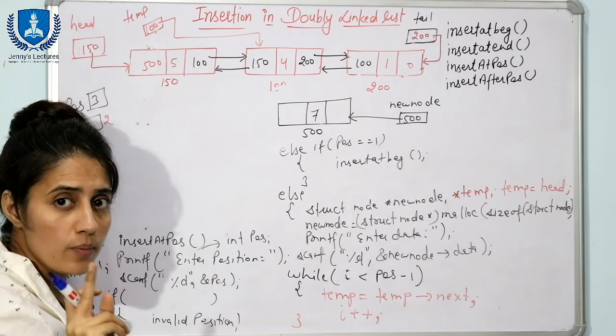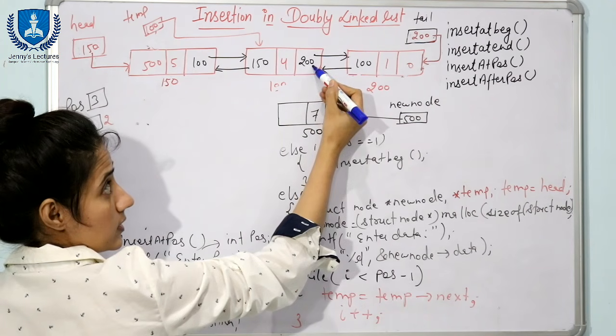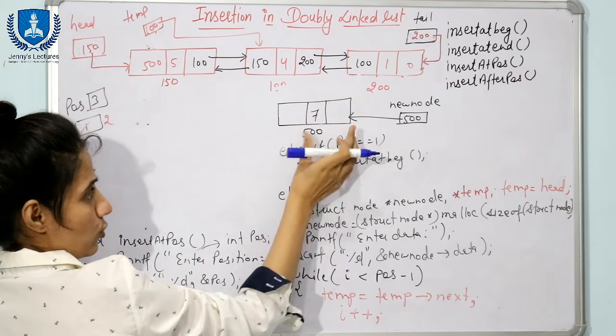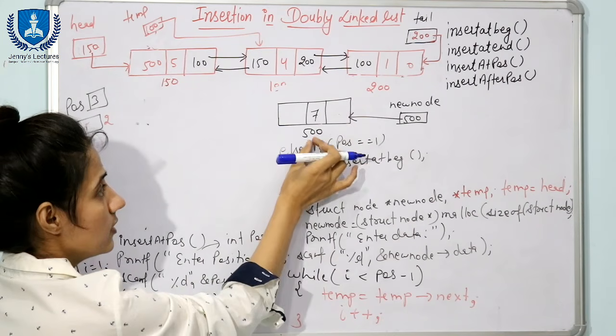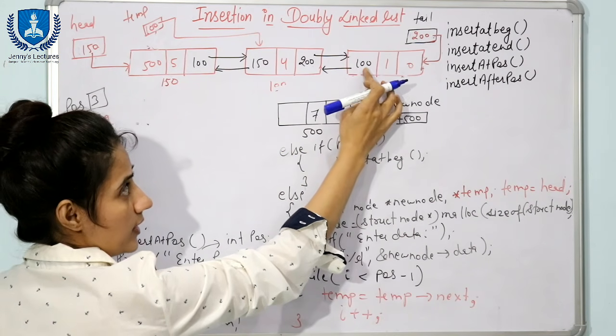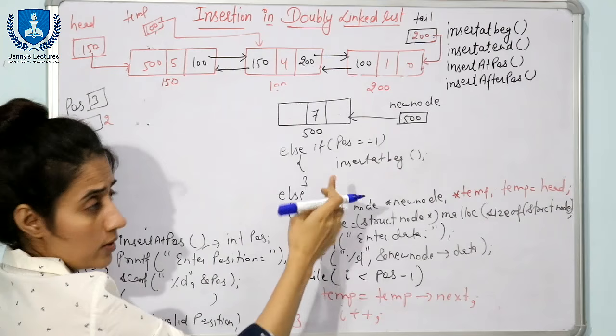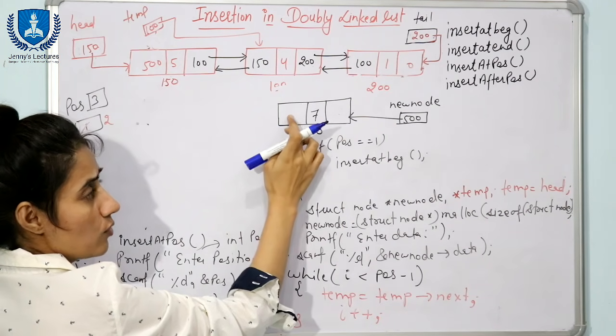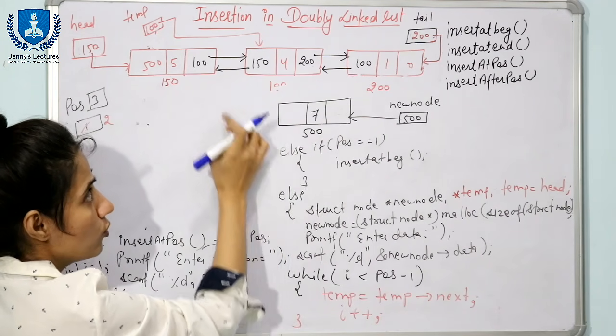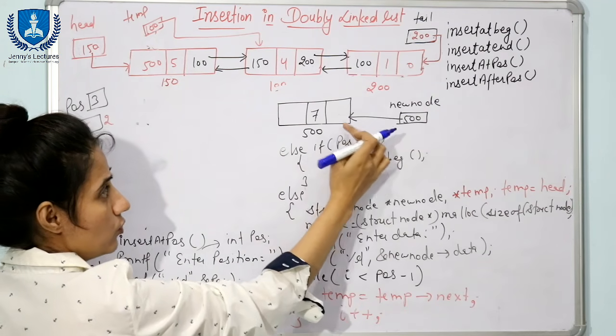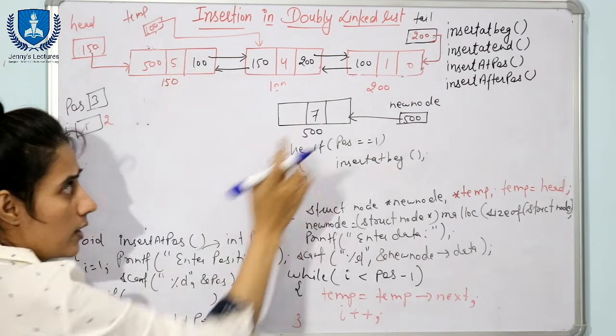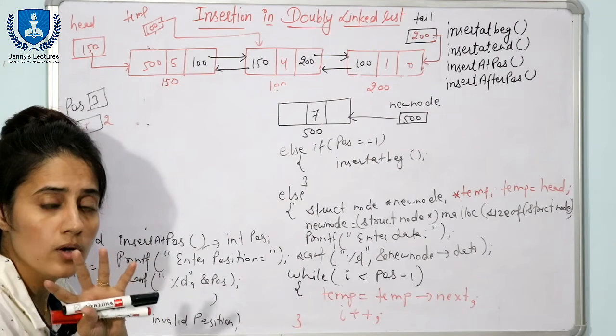So now you have to update 4 links. One will contain the address of the next node, that is, this newly created node, 500. One will contain the address of the previous node, that is 500. One link will contain the address of the previous node. Now the previous of this node is this one, that is 100, and here you will store the address of the next node, that is 200. So 4 links we are going to update.